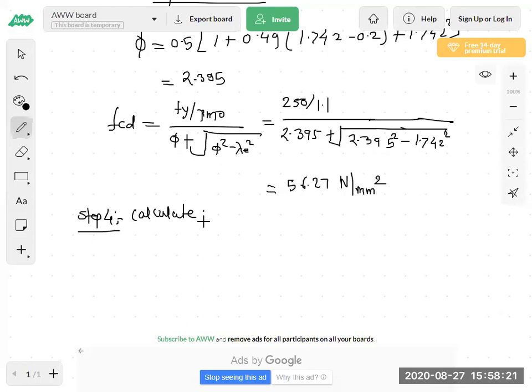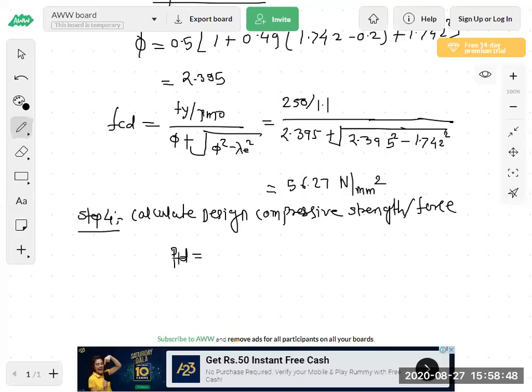Calculate design compressive strength. What is step number 4? Calculate design compressive strength. Strength, or we call it force. So design compressive strength is nothing but PD. D is design and P is the force. So design compressive strength or force is equal to FCD into AG.